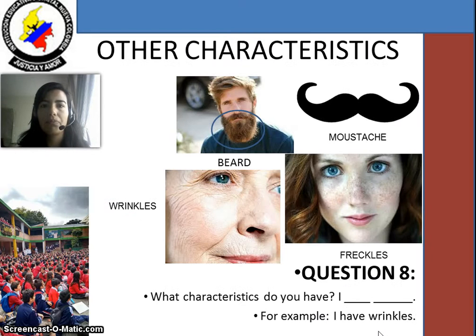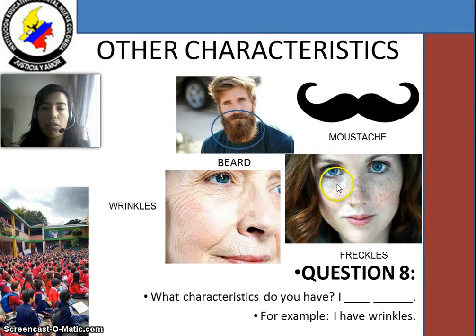So let's move on. Other characteristics, otras características. For example, there are some men who have beard. Hay hombres que por ejemplo tienen barba. Also there are some men who have mustache, bigote. There are some women who have wrinkles. Those are wrinkles, arrugas. And there are some women and some men also who have freckles.